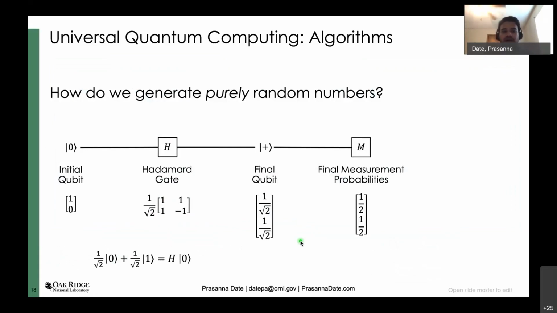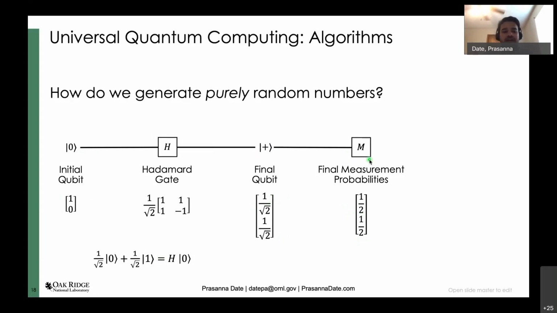The question here is, how do we generate purely random numbers? Well, you can start off with the initial ket 0 state, which you can also denote in vector form as 1, 0. And you simply apply the Hadamard gate to it. The resulting qubit that you get is the plus state, which is 1 over root 2, 1 over root 2. When you measure this qubit, you're going to find it in the 0 state with probability half, and in the 1 state with probability half. The reason is the probabilities are just squares of these amplitudes.